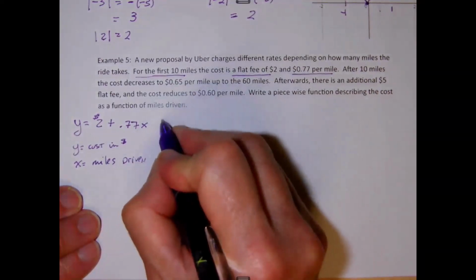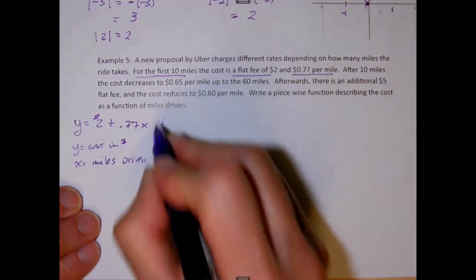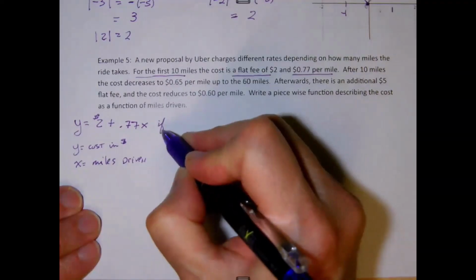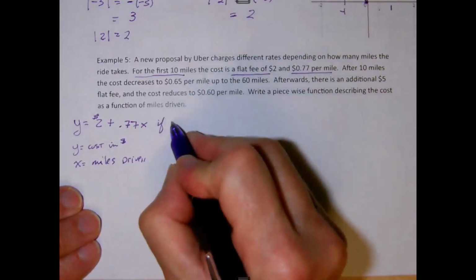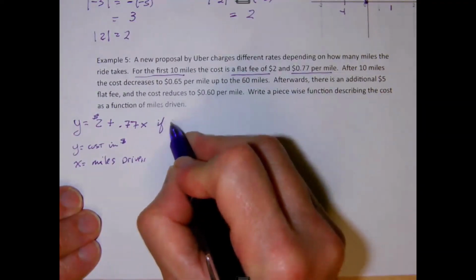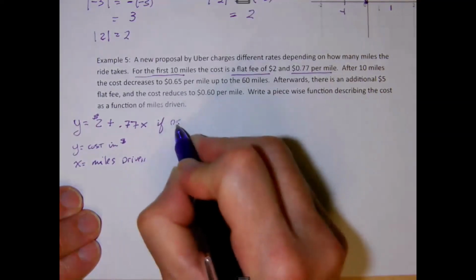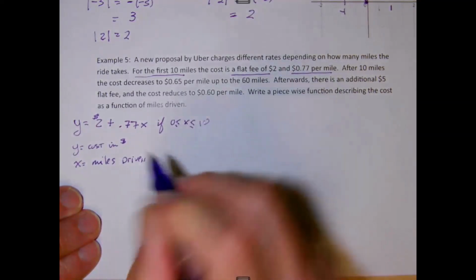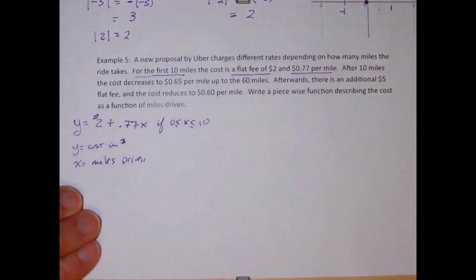And again, this is for the first 10 miles, so the domain here is going if. Sometimes you write commas, but sometimes you see the word if. If first 10 miles, what's true? x is between 0 and 10. Okay. And I'm assuming that it includes 10, it includes 0.